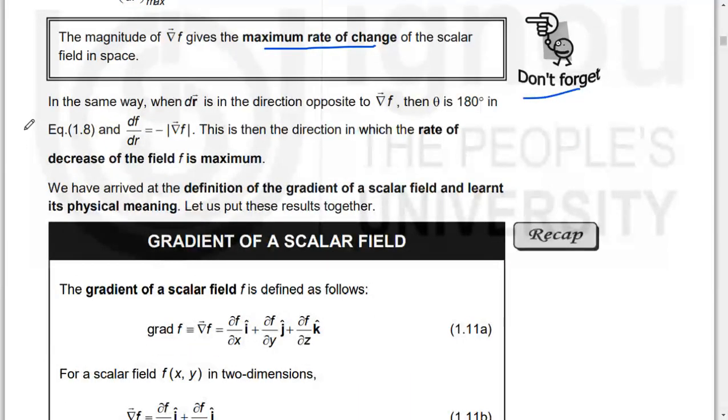In the same way, when dr is in the direction opposite to del f, then theta is 180 degrees in the equation, and df by dr equals minus mod of del f. This is then the direction in which the rate of decrease of the field f is maximum. We have arrived at the definition of the gradient of a scalar field and learned its physical meaning. Let us put this result together.